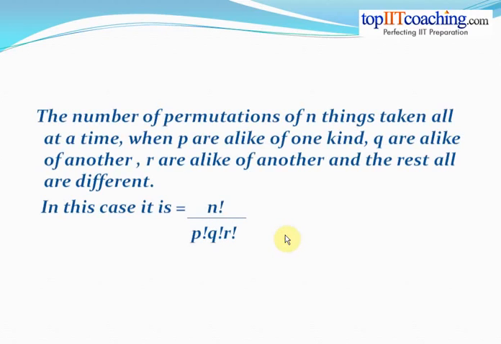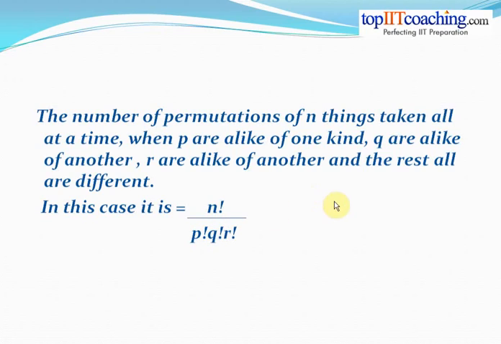The number of permutations of n things taken all at a time, when P are alike of one kind, Q are alike of another, R are alike of another, and the rest are all different, is equal to n factorial divided by P factorial into Q factorial into R factorial.